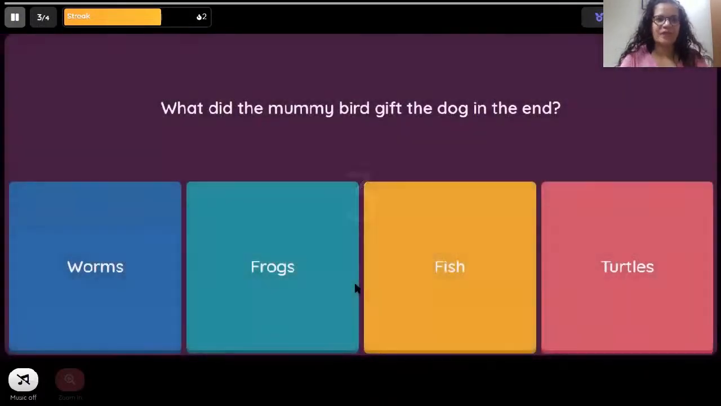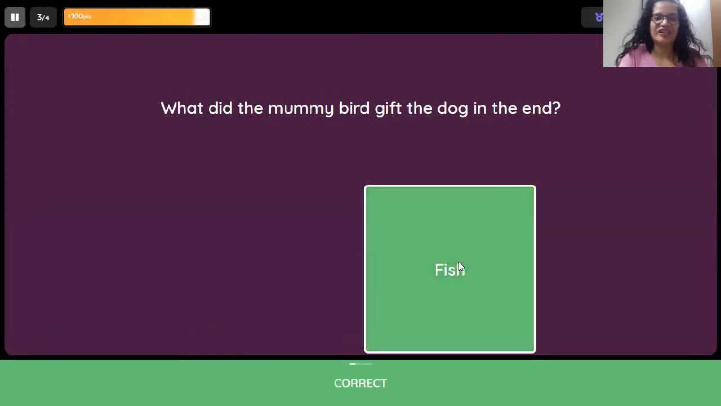Okay, next one. What did the mummy bird give the dog in the end? Worms, frogs, fish, turtles? No, the mummy bird did not give the worms, right? In fact, it took worms from the dog. Frogs? We did not see any frogs. Did we see any turtles? No. So what did the mummy bird give? Fish. Very good. Good job.